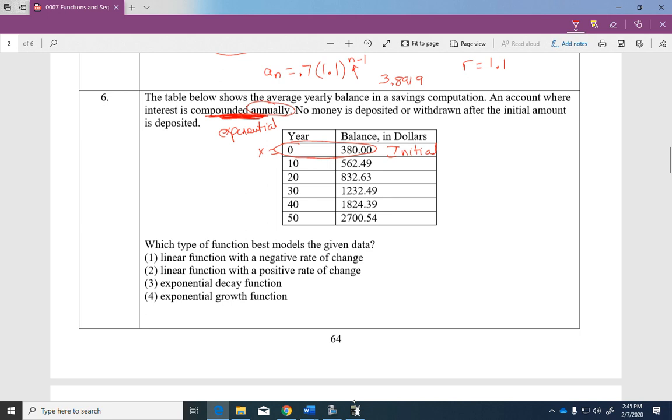Which type of function best models the given data? So they're not even asking me to write it. They're asking me which one. Well, I already said it's exponential, so it's not choice 1 or 2. And you can see that the money is growing as the x's get larger, therefore it's exponential growth.